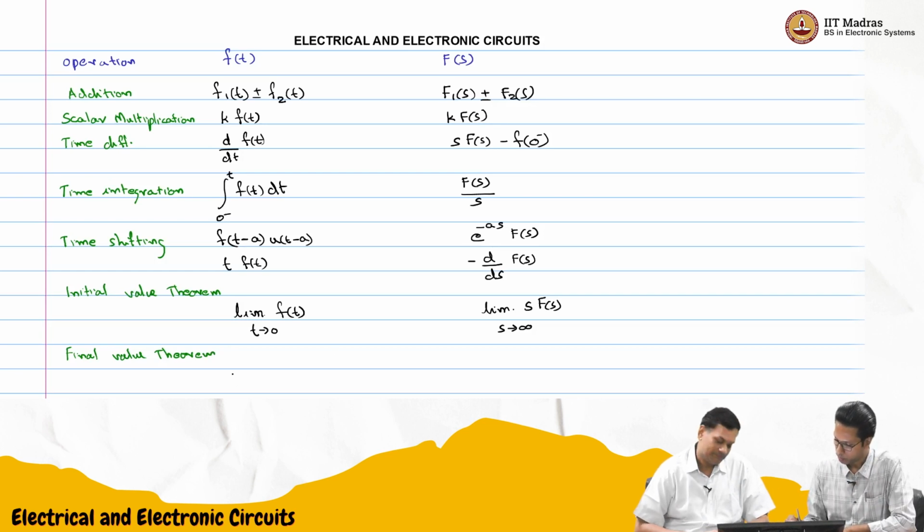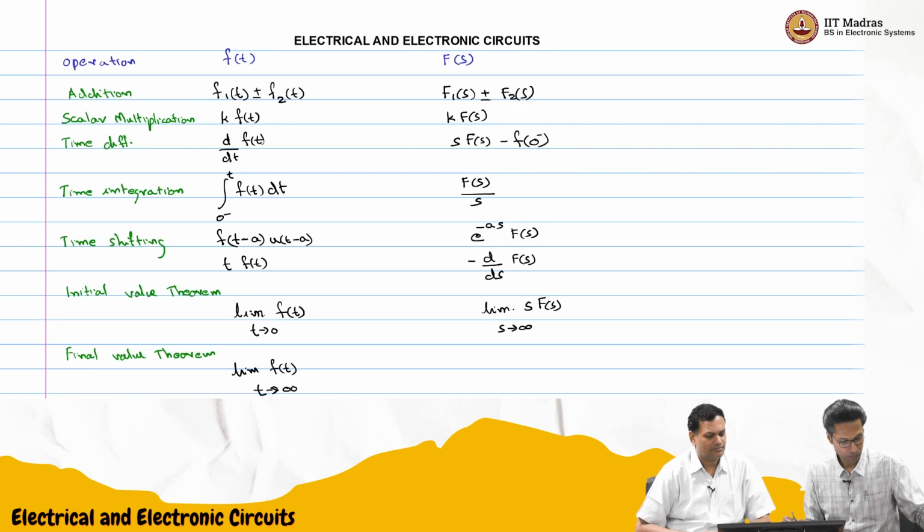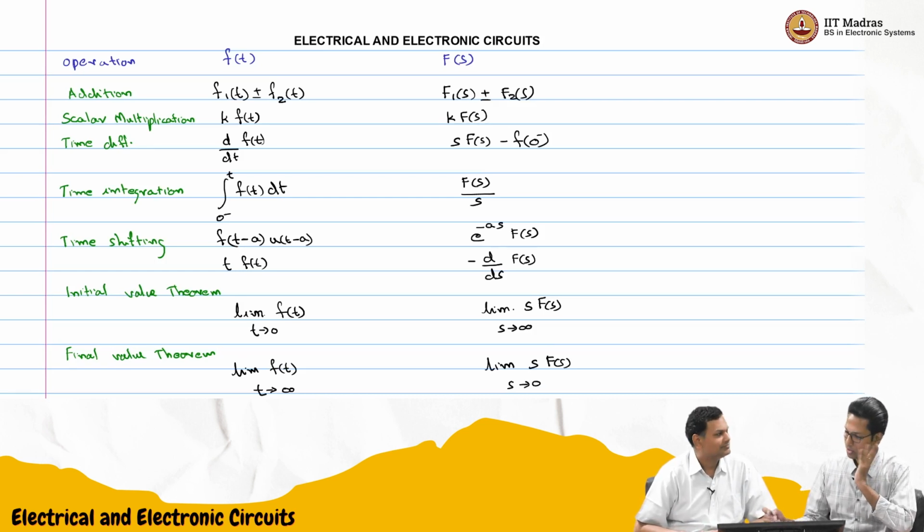So it's a final value. That means the limit as t tends to infinity of f of t, which is again the limit of S F of S, as S tending to 0. This also has got some condition, but for now, let's assume that the condition is valid, and we'll see those later.